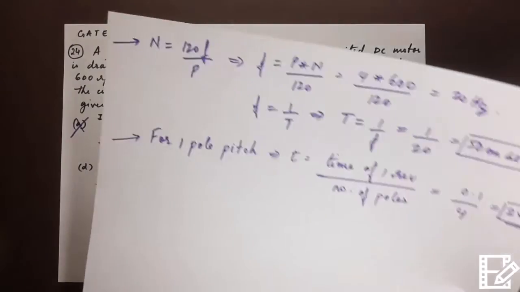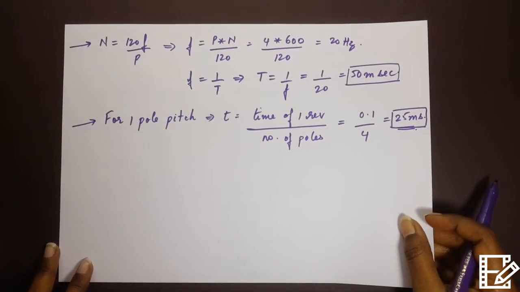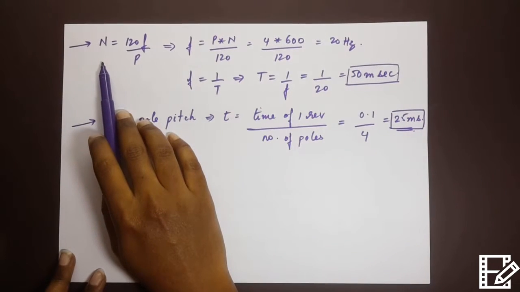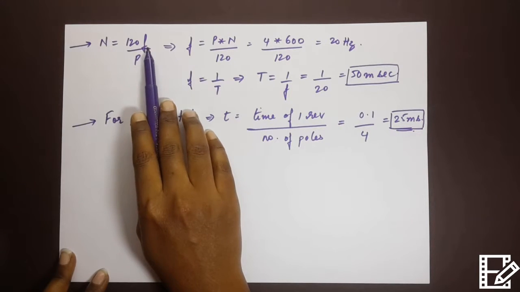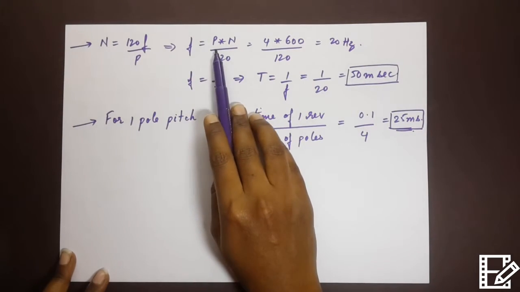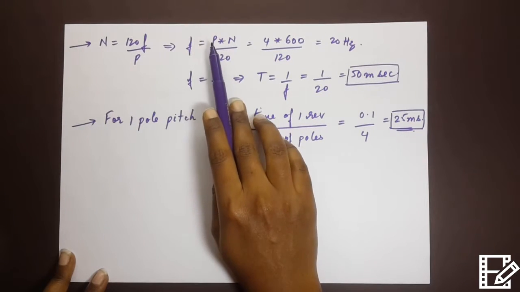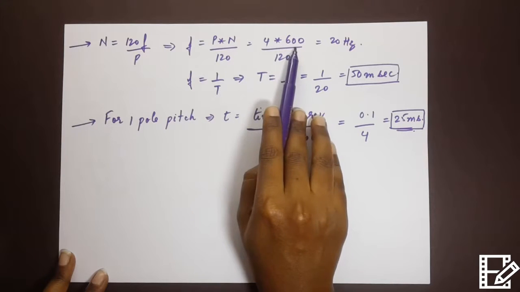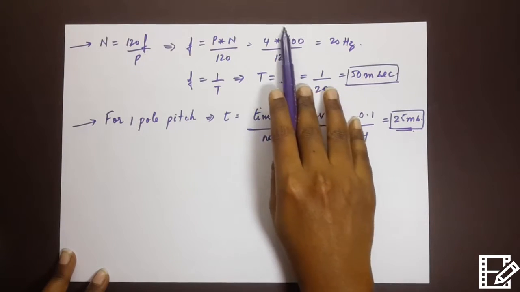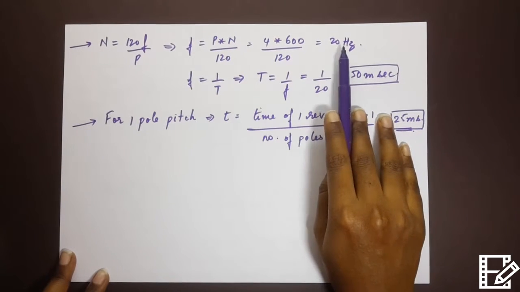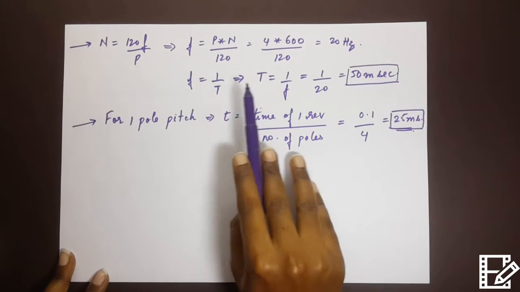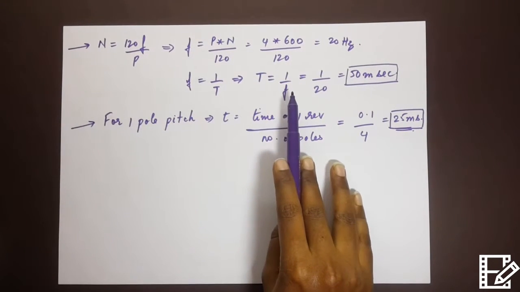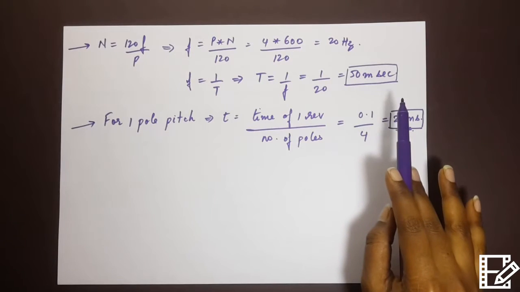The first method is by taking speed into consideration. We have been given that the speed is 600, so we know the basic formula N is equal to 120 F by P. From this we can say that F is P times N divided by 120. The number of poles is 4, N is 600 divided by 120, and to solve that we get 20 Hertz. If the frequency is 20 Hertz, we can calculate the total time period of 1 complete cycle. F is 1 by T, so T is 1 by F. 1 by 20 gives us 50 milliseconds.